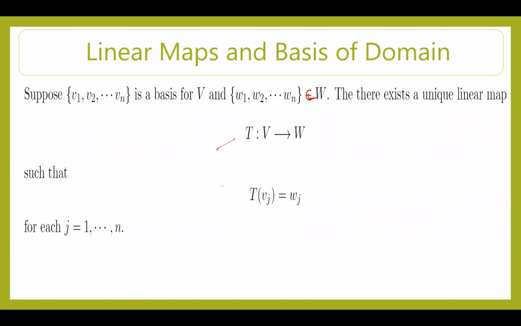This should be a subset, not an element. All right, there is a unique linear map T from V to W such that T(Vj) equals Wj for each j from 1 to n. So let's try and prove this, because this is very useful in application. To solve many examples, you will need this idea. So it says there is a unique linear map that takes each Vj to Wj.